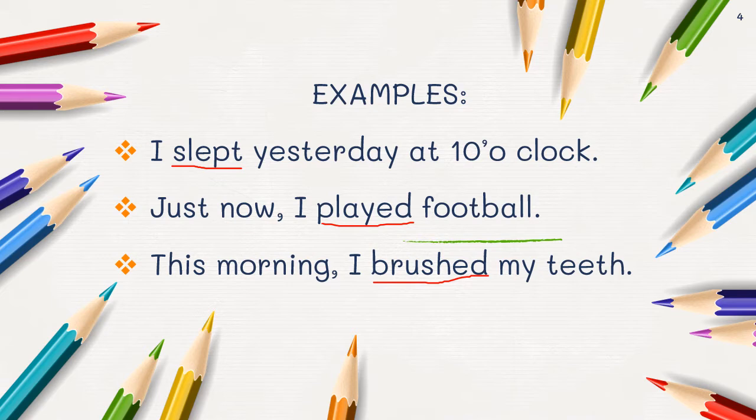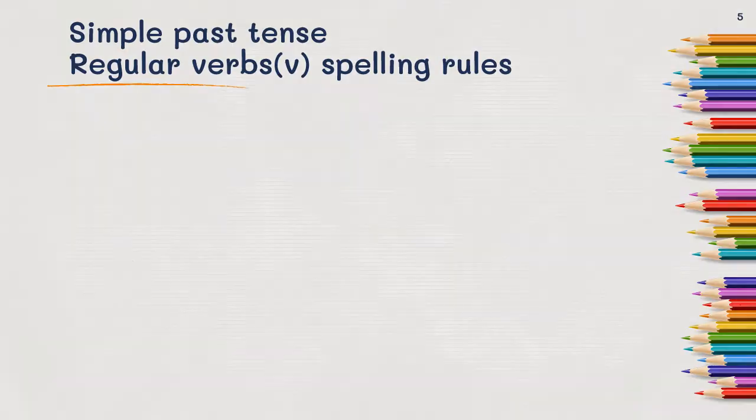Now let's look into some of the spelling rules of these verbs in past tense. Simple past tense regular verbs spelling rules. So children, actually there are two types of verbs. One is regular verb, the other one is irregular verb. Regular verbs are spelled differently in the past tense following specific rules.